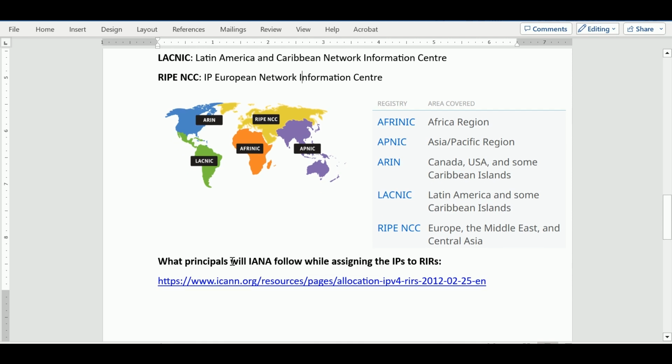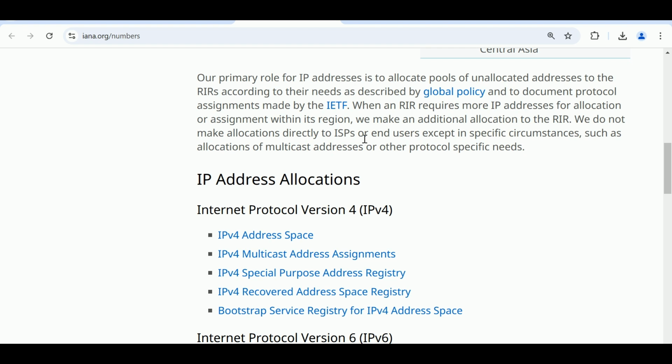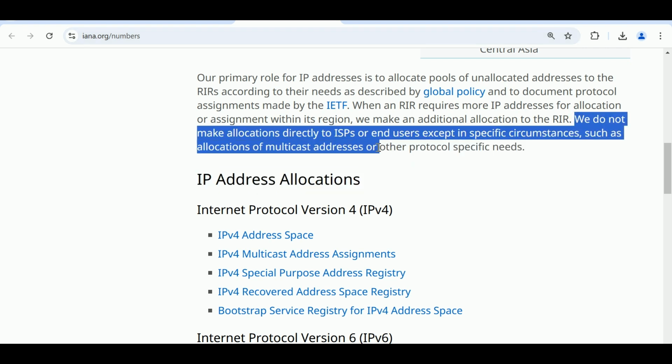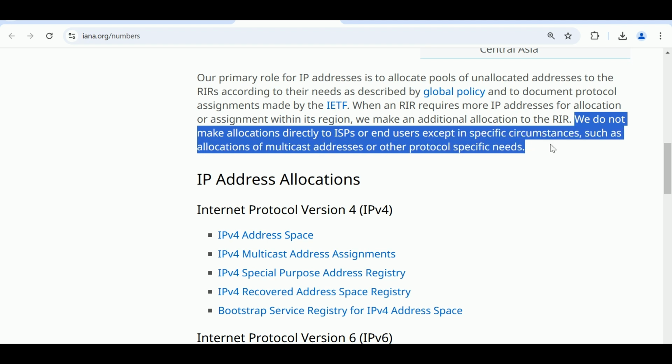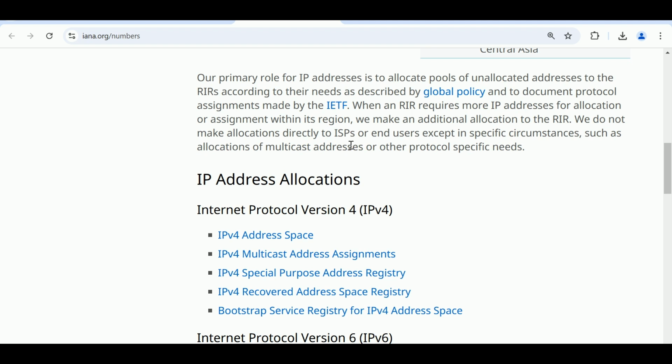As I said, there are some principles for how IANA is assigning the IPs to RIRs. Let's see, there is official documentation from IANA. I can add this URL in the description section, so if you would like, you can go through it. Basically, IANA makes allocations directly to RIRs, but we do not make any allocations to ISPs or to end users, except in specific circumstances, such as allocations for multicast addresses or other protocol-specific needs.